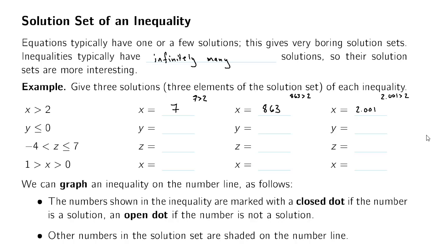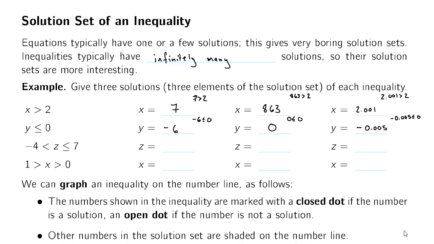y is less than or equal to 0. Again, many solutions, right? Negative numbers are solutions. -6 is a solution, because -6 is less than or equal to 0. Now in this case, my numbers are allowed to equal 0, so 0 is a solution. 0 is less than or equal to 0. And tiny little negative numbers, -0.005, those are also solutions to this inequality, because negative a tiny little decimal is still less than 0.